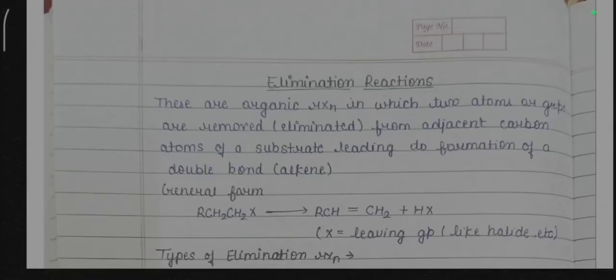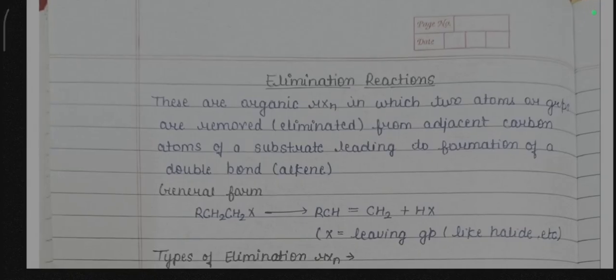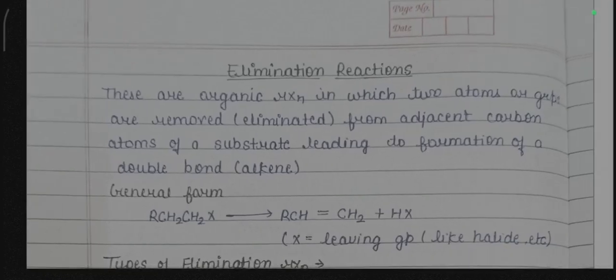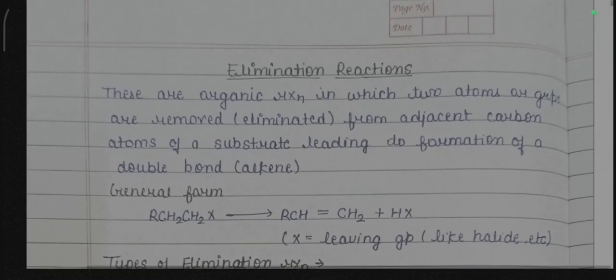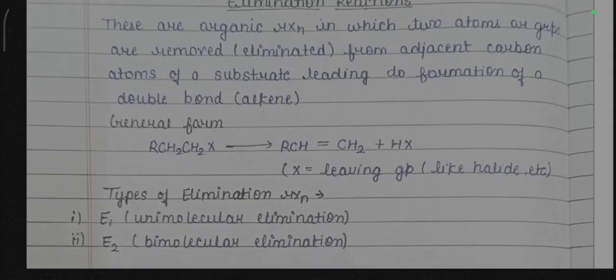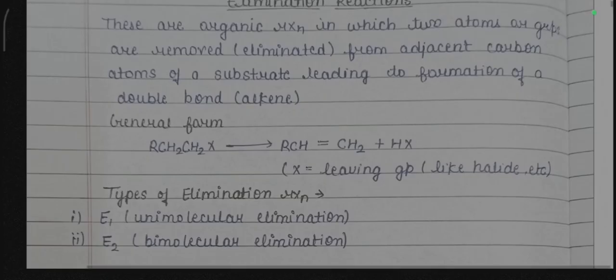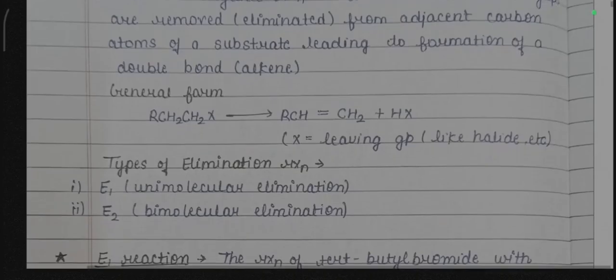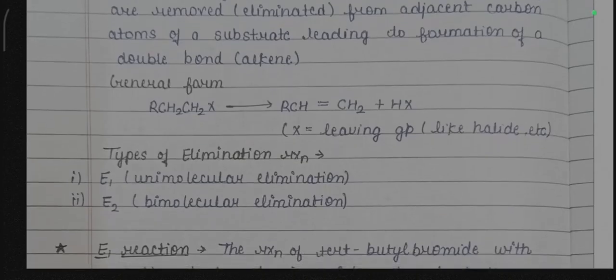Today I am going to read Organic Chemistry Unit 4, which is Elimination Reactions. These are organic reactions in which two atoms or groups are removed, eliminated, from adjacent carbon atoms of a substrate, leading to formation of a double bond, an alkene. General form: RCH2CH2X forms RCH=CH2 plus HX. X is a leaving group like a halide, etc.